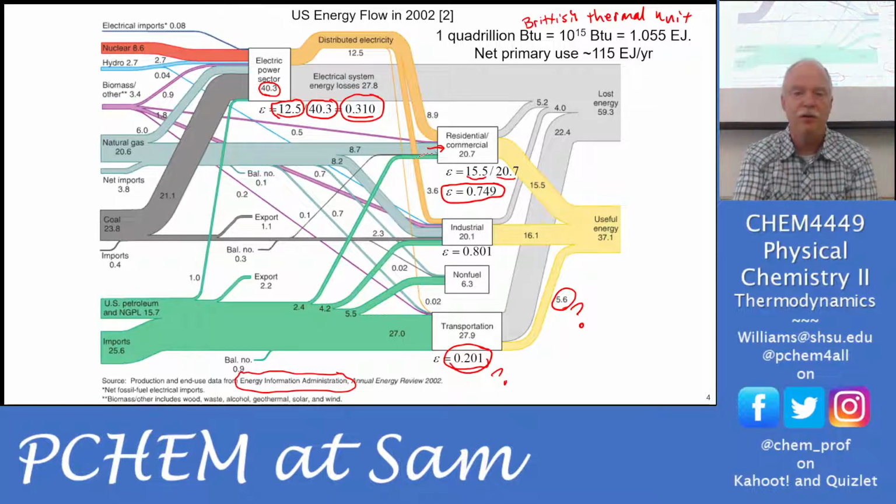Sometimes they use oil to heat homes, and so that's what this is, this 2.4 exajoules. That's the Northeast when they have oil delivery and you've got a tank in your basement and an oil furnace.